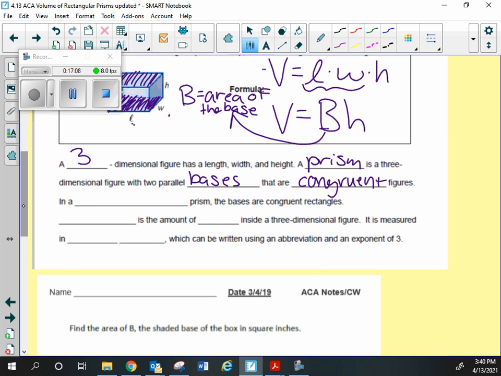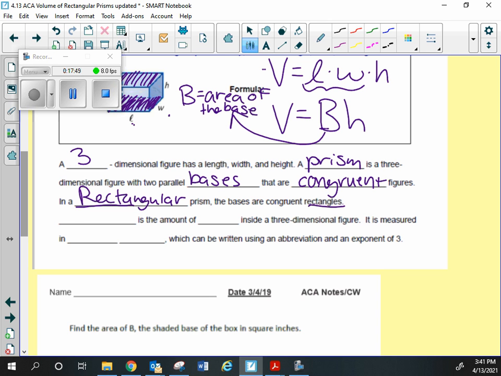In a rectangular prism, the bases are congruent rectangles. In a triangular prism, the two bases would be what shape? Triangle. In a rectangular prism, the two bases are rectangles. In a triangular prism, they would be triangles. In a cylinder, the two bases are circles. We just don't call it a circular prism. We just call it a cylinder. Fun fact.